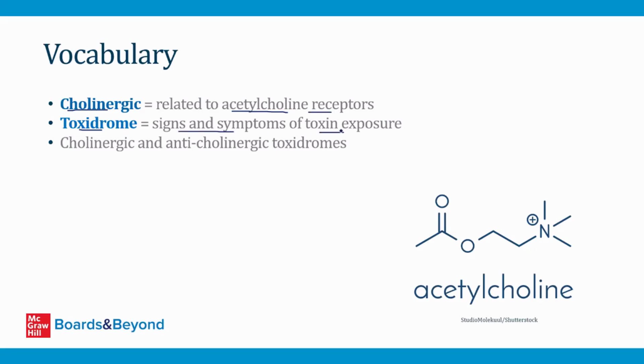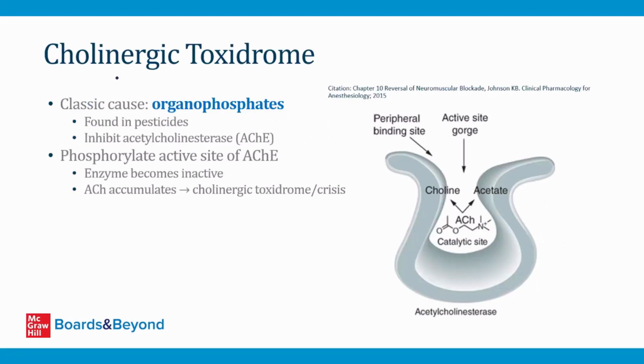So in this video on cholinergic toxidromes, we're going to talk about toxidromes where there's cholinergic activity throughout the body, in other words, overactivity of acetylcholine receptors. And then we're also going to talk about toxidromes associated with anticholinergic activity where there's widespread blockade of acetylcholine receptors throughout the body. Let's start by talking about cholinergic toxidromes.